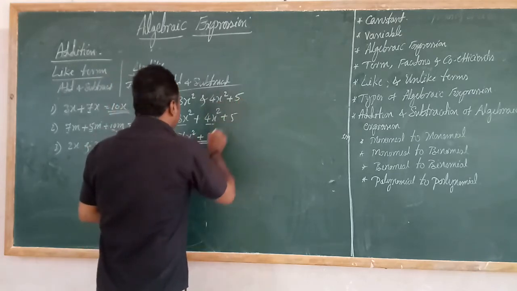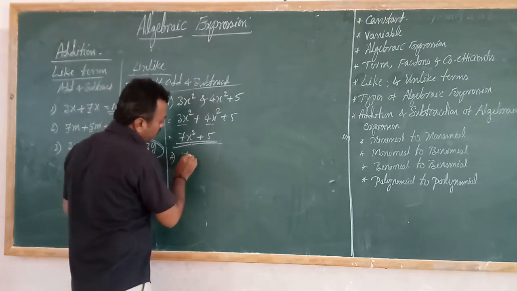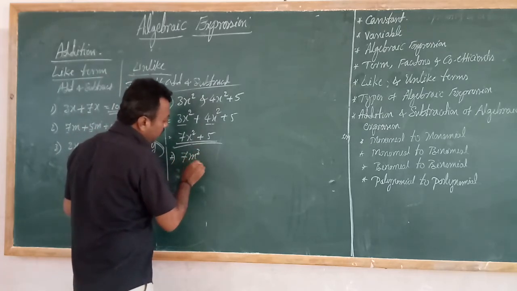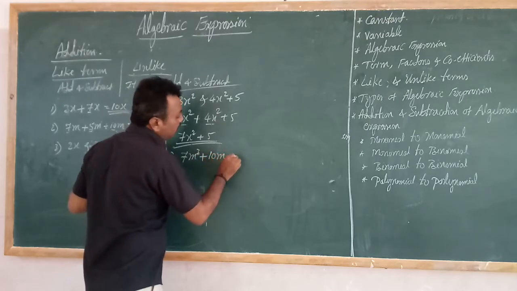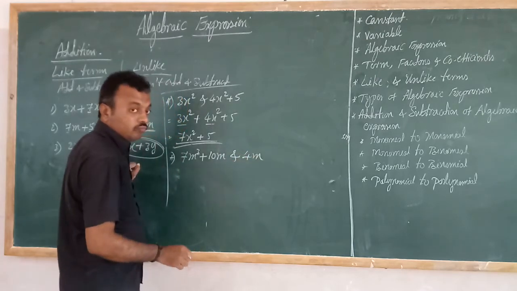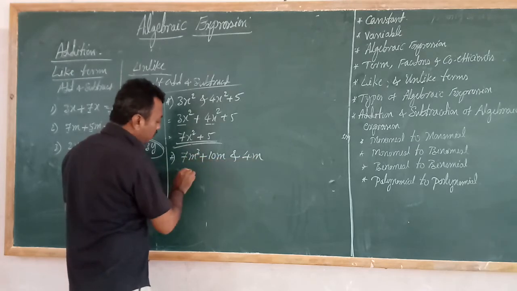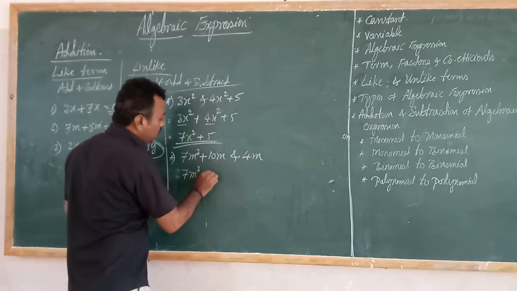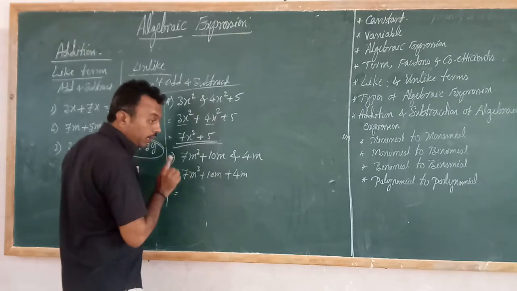Okay. So like, 7m cube, plus 10m and 4m. What is the sum of these? 7m cube plus 10m and 4m. Very simple. 7m cube plus 10m as it is written down, and plus we have to write 4m. We have to sum up these terms. So first we have to find the like terms.